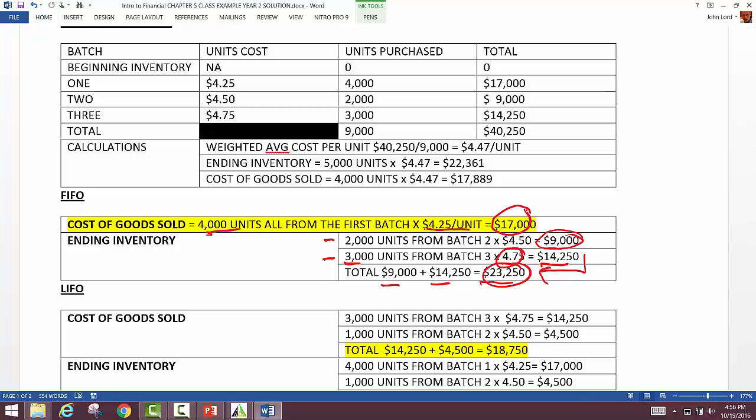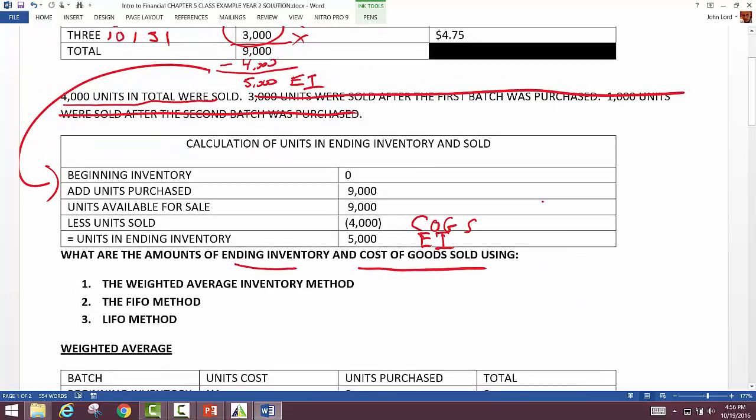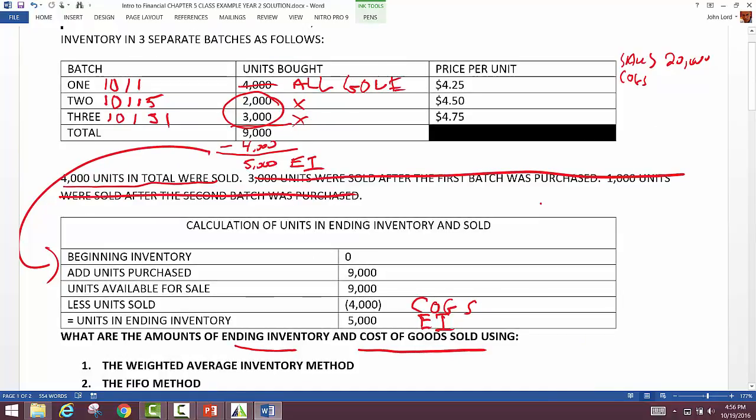Okay, so I could ask you on your exam, giving you all that information, what's their gross profit? And you need to know if they sell them at $5 a pop, and we're assuming that they bought them for $4.25 a pop. Would we say that's 17,000 even? 17,000 even is the cost of goods sold. So the gross profit's how much? 3,000, right? Okay, that's FIFO. Any questions?